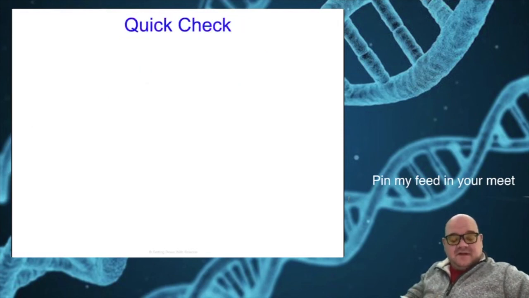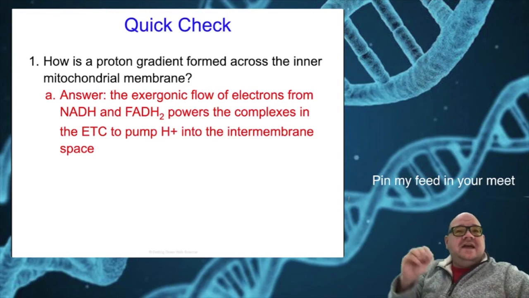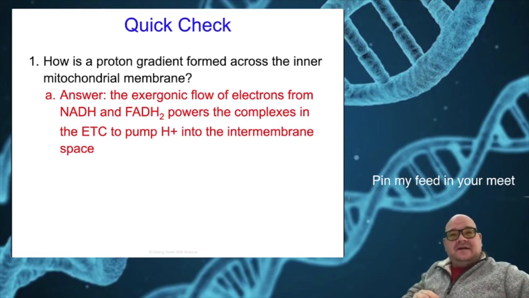All right, couple review questions for you. How's this proton gradient made? Okay, how's this proton gradient made? Well, what's the proton gradient? Those are all those H pluses. So what we see happening here is we have an exergonic flow. That means energy is being released. How's that working?